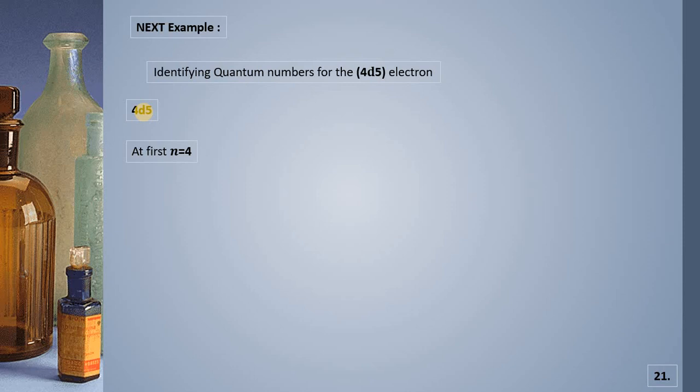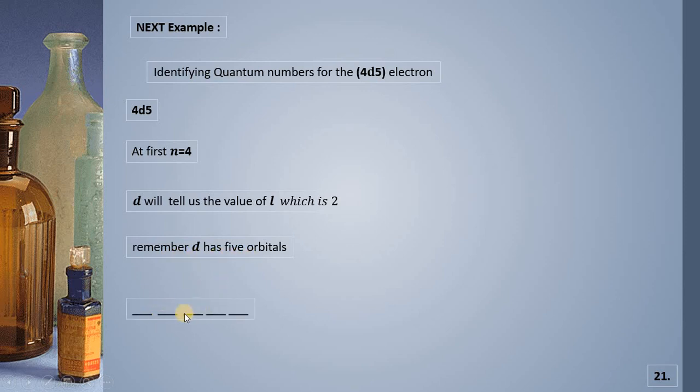When it is D, that means L is equal to 2. And when it is F, that means L is equal to 3. So far we have D, so L will be 2. D will tell us the value of L. Remember that, and D has 5 orbitals, as I explained in the other slide: 1, 2, 3, 4, 5.